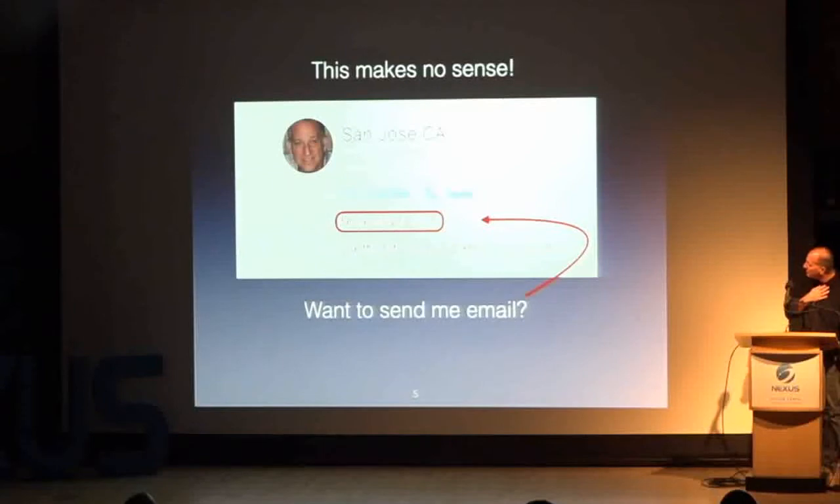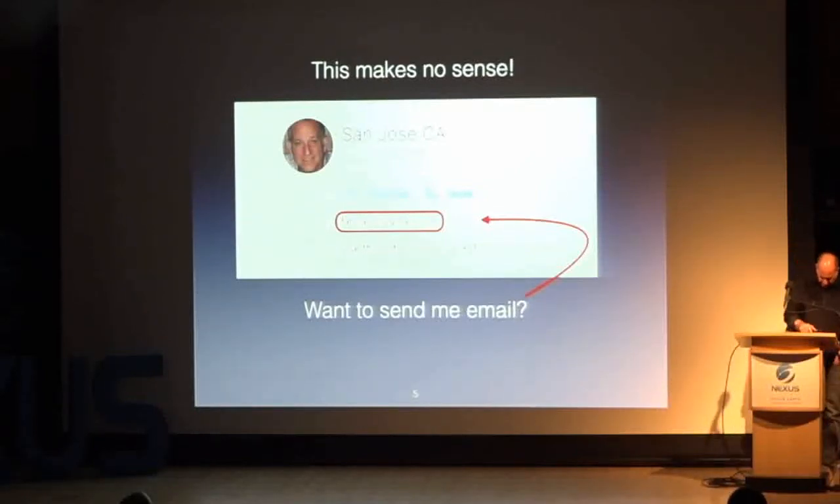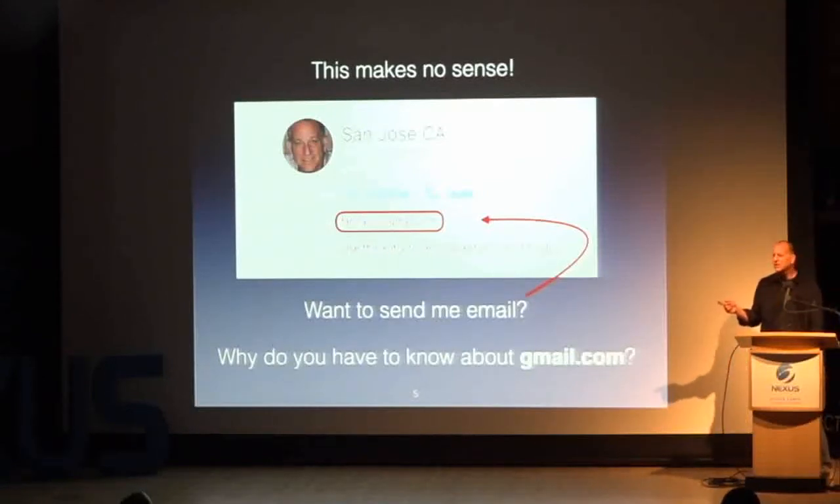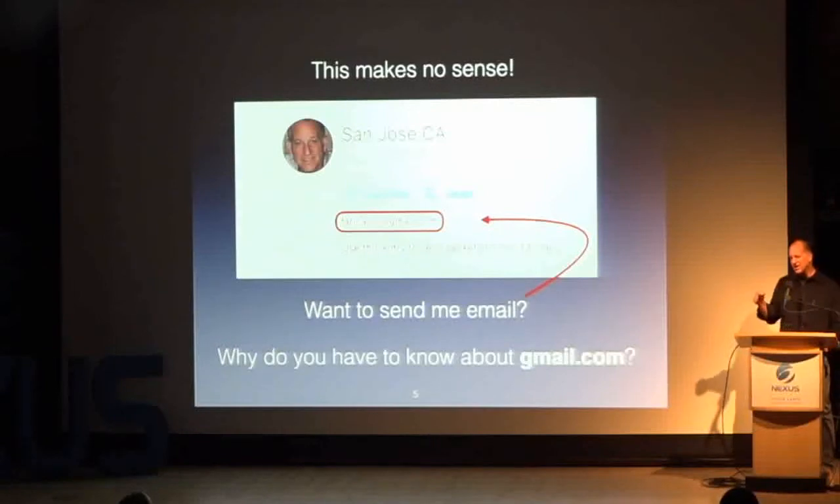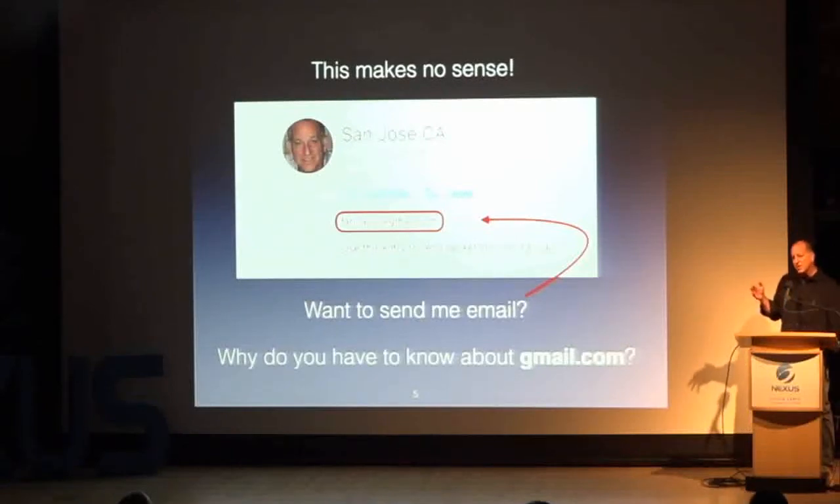Why does it make no sense? Well, my email address makes no sense also. You want to send me an email? Shouldn't you just send me email to Dino? The problem is, why do you have to know what mail provider I'm attached to? That's just an account I have. It has nothing to do with me. And why do you care if I'm attached to Outlook or Gmail or what other provider? So we're having this naming problem which has been solved quite a bit at the application level, but it hasn't been solved at the network layer.